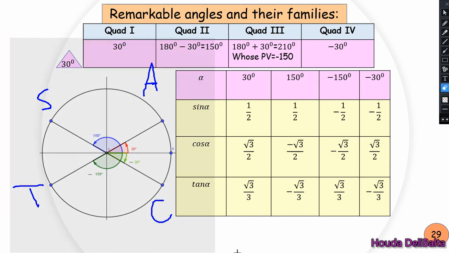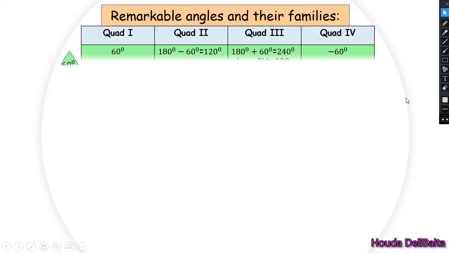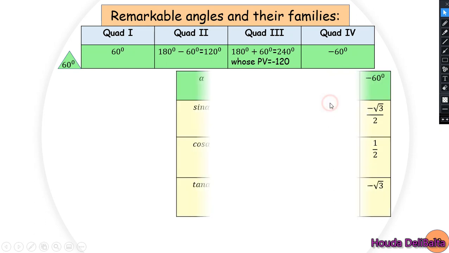Let's talk about another remarkable angle, which is the 60 degrees. The members of the family of the 60 degrees are in quadrant 1 itself. In quadrant 2, it's 180 minus 60, which is 120, the supplement of 60. In quadrant 3, it is 180 plus 60, which is 240, and whose principal value is minus 120. And in quadrant 4, it's the opposite, minus 60.